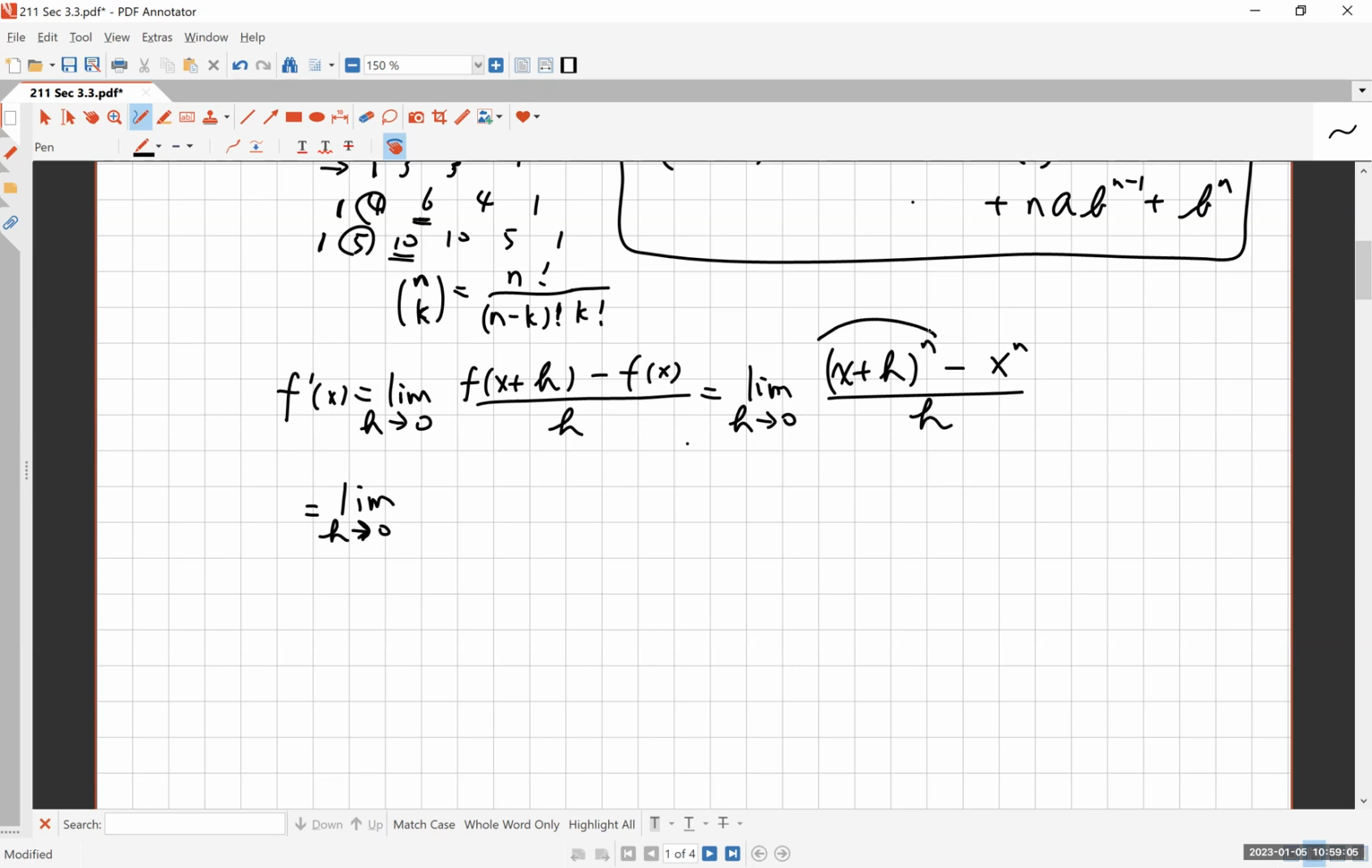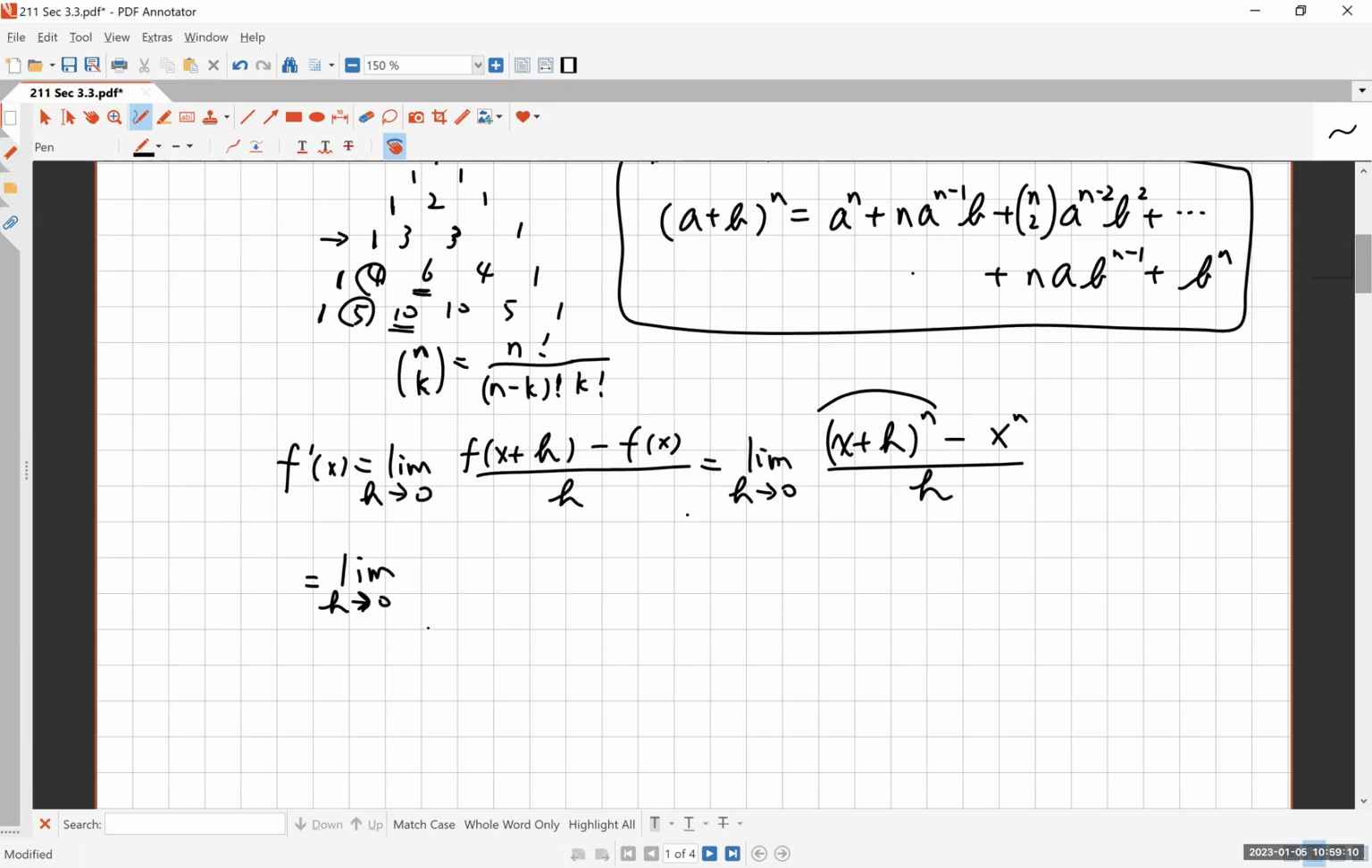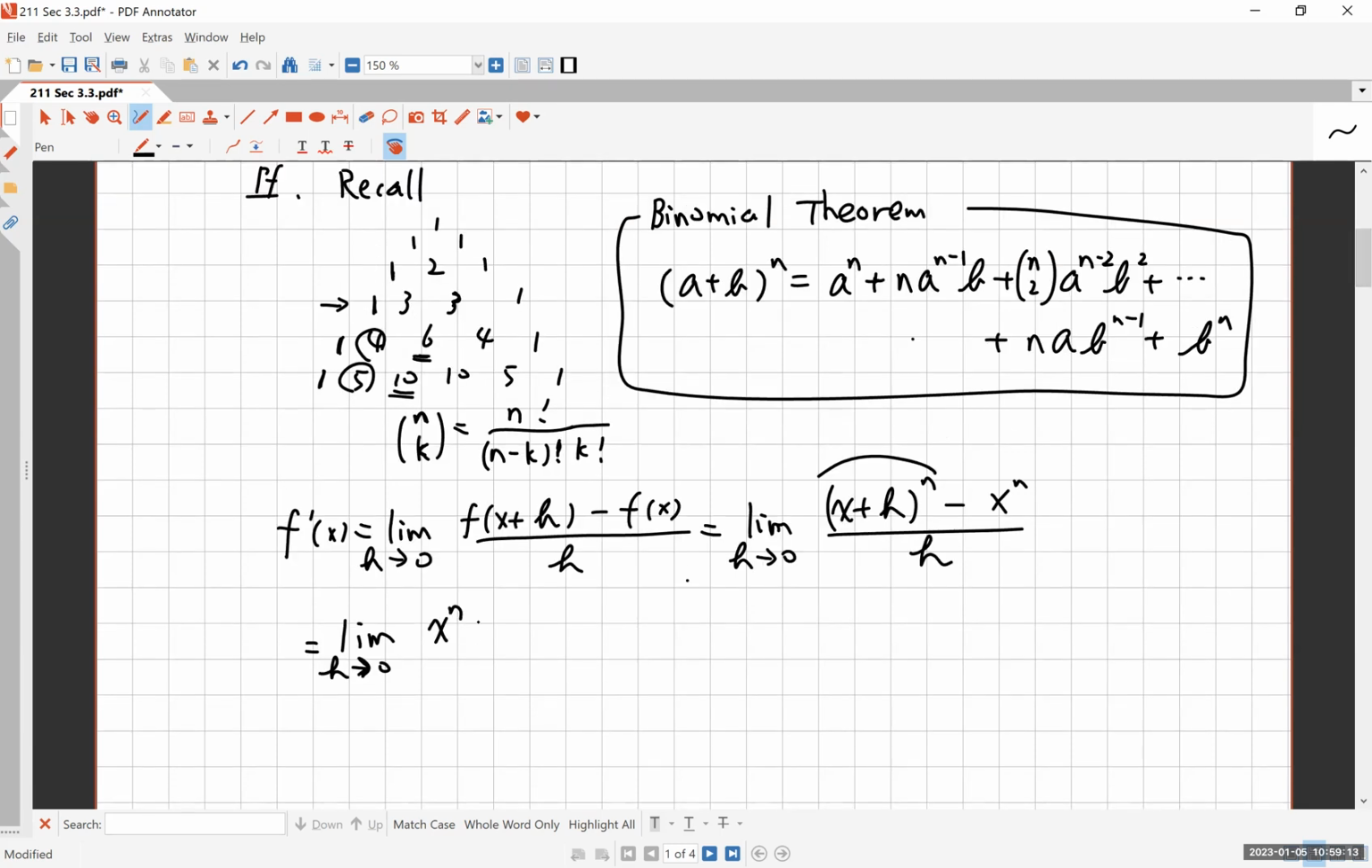So how do you expand this? This is exactly where we apply the binomial theorem. So the first one is going to be x to the n. Next will be n, and this is actually n choose 1, in this notation. So it's n times x to the n minus 1 times h, plus, and the next one will be n choose 2. This is the third number you see in line n of Pascal's triangle, times x to the n minus 2 times h squared. That would be this term here, right?